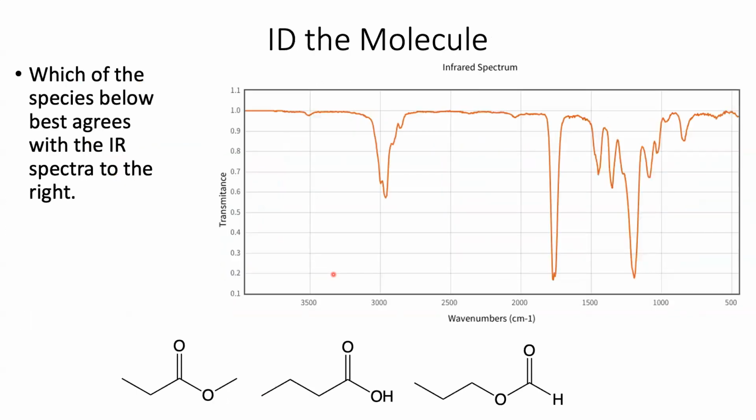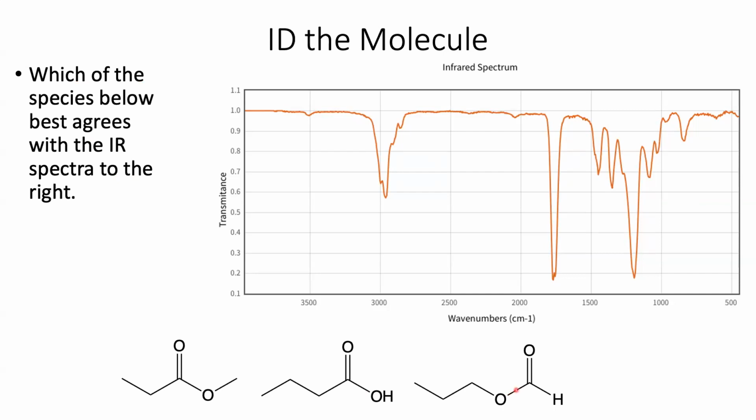Now, let's go ahead and try a classic problem. I have a product mixture, and my spectra could be due to one of three possible compounds. I could have generated an ester, a carboxylic acid, or an aldehyde paired with an ester. So this one's going to be a little bit tricky. So we look at our spectra.